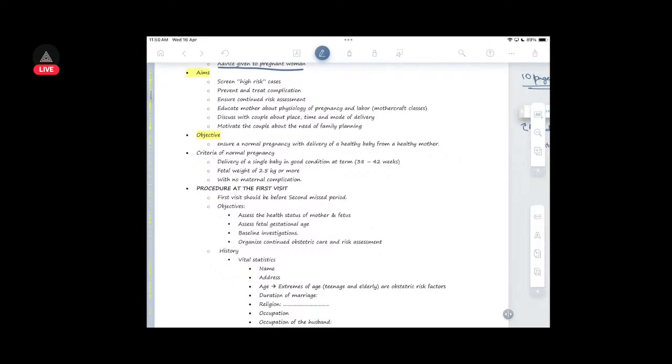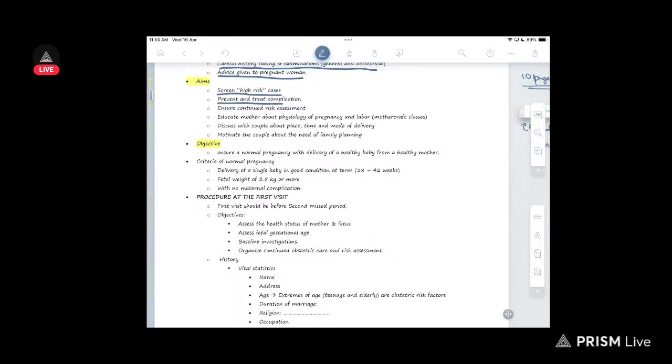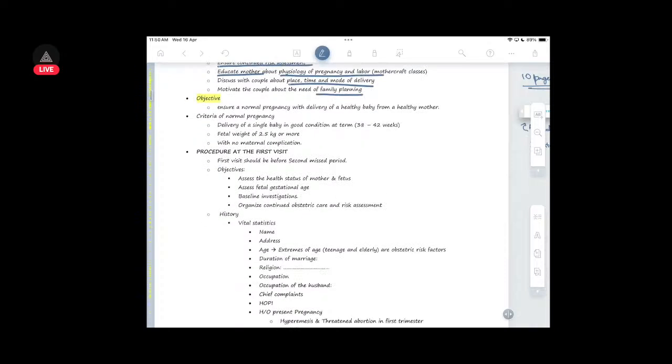The aim is to screen high risk cases, prevent and treat complications, ensure continuous risk assessment, educate the mother, physiotherapy of the mother and labor, discuss time, place and mode of delivery, and motivate family planning. All of this needs to be done in ANC. Ensure normal pregnancy and delivery of every baby from a healthy mother. Criteria: delivery of a single baby in good condition at term, fetal weight 2.5 kg or more, no maternal complication.